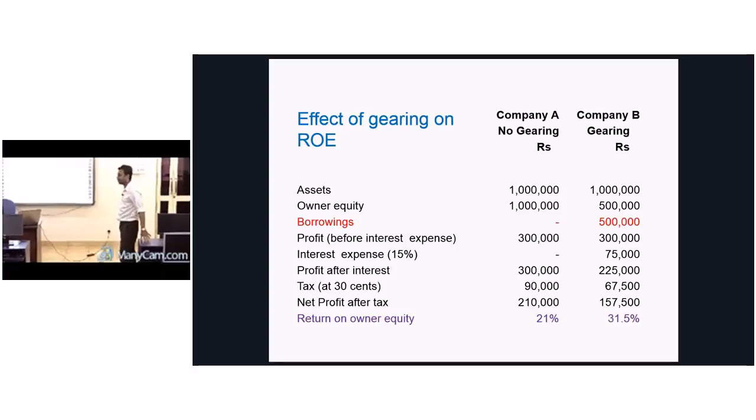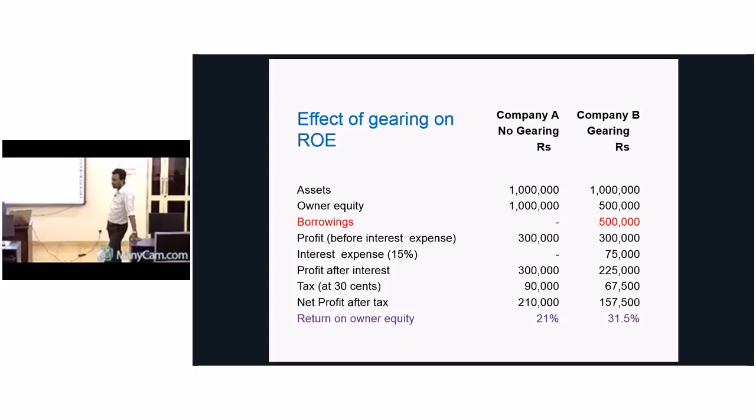Now compare, accordingly you can calculate profit after tax. Now what do you think about ROE? Return on equity. Profit after tax divided by equity, no? Their equity is how much? 1 million. For 210,000 it means 21%. What about the other side?